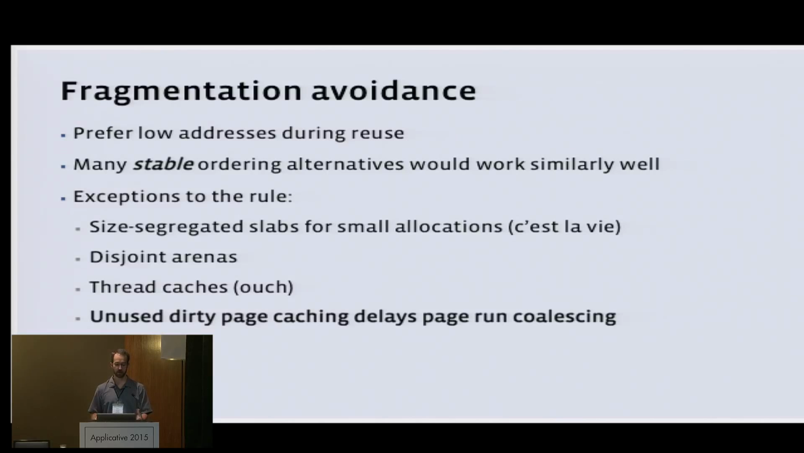And then finally, the thing that really matters to this talk is that unused dirty page caching delays the coalescing of these page runs. So in that diagram I showed you, you might have some unused dirty memory and some unused clean memory right next to each other. These do not get coalesced in these page run maps in the arena chunks. And so that can potentially cause fragmentation, especially for large allocations. You might not fit a large allocation into a fragmented chunk of memory, and end up having to allocate yet another chunk of memory in order to service that request.